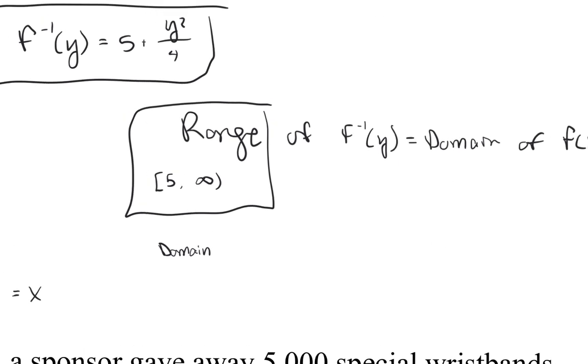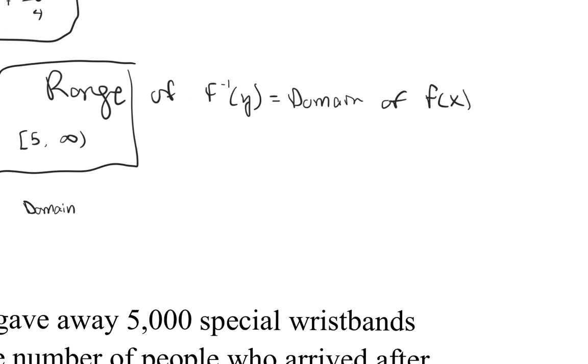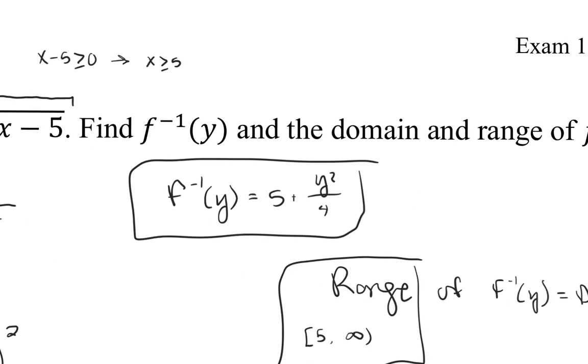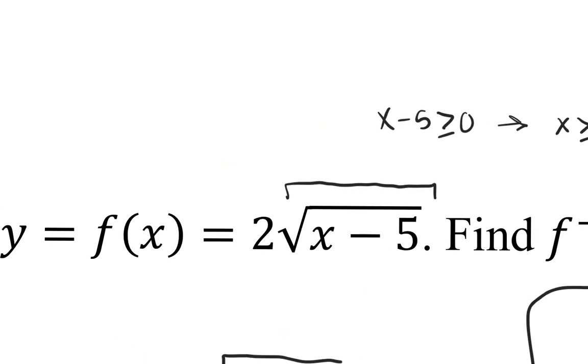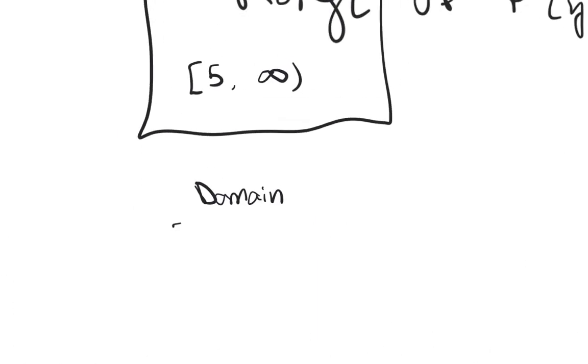So the range, we'll want to determine the range of f of x. If we look here, the lowest possible value we can get from our square root is 0. And 2 times 0 is 0. And every value above that is possible. So our domain is going to be from 0 up to positive infinity.